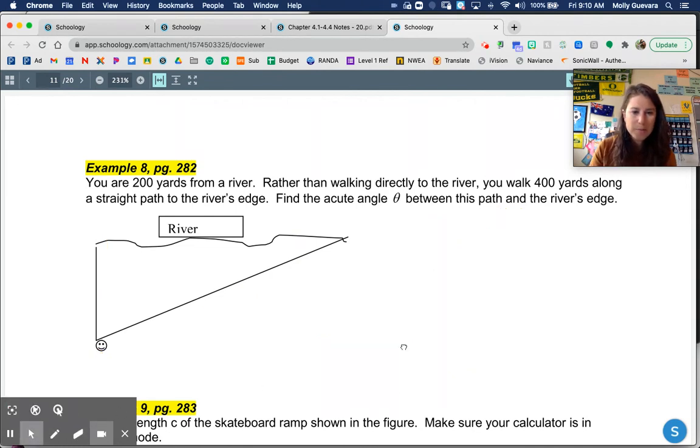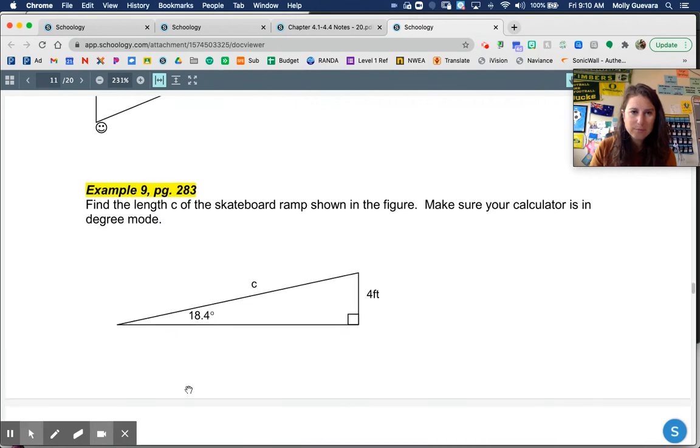Okay, last problem here. Example 9. Find the length C of the skateboard ramp shown in the figure. Make sure your calculator is in degree mode. Again, you're given the angle in degrees, so it has to be in degree mode. So what am I given? I'm given opposite, and I want to find the hypotenuse. So again, that is sine. So now I have sine of my angle, which is 18.4, equals opposite, which is 4, over hypotenuse, which is C.